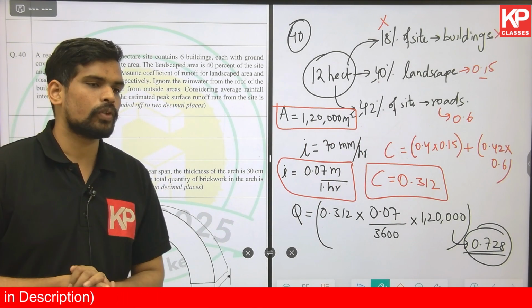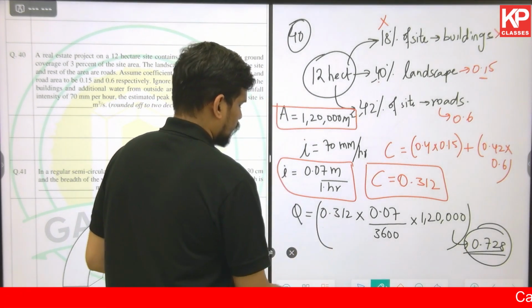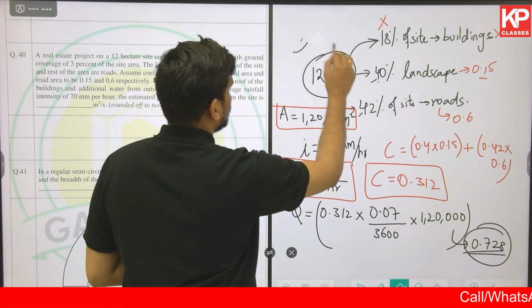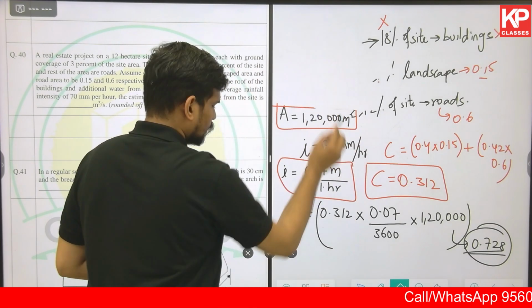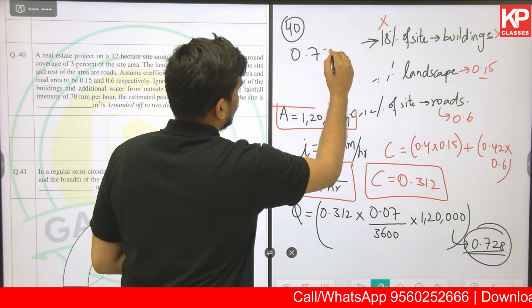They want us to round off to 2 decimal places, so the final answer you can write it as 0.73. So let me make a space over here. So this was question number 40. We are getting the answer as 0.73.